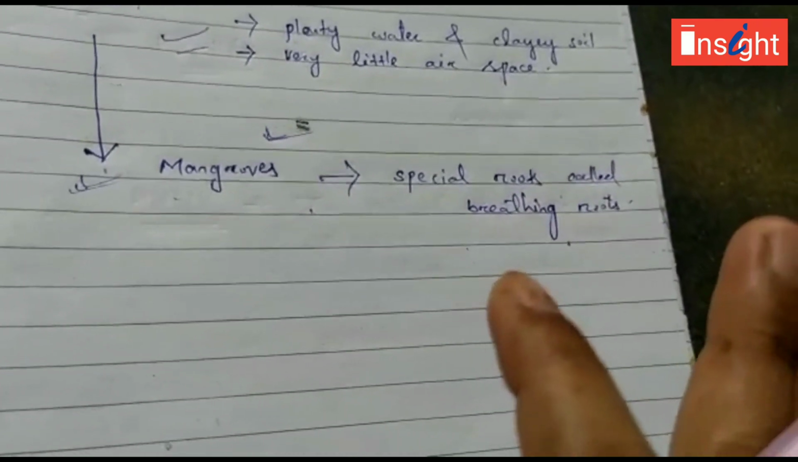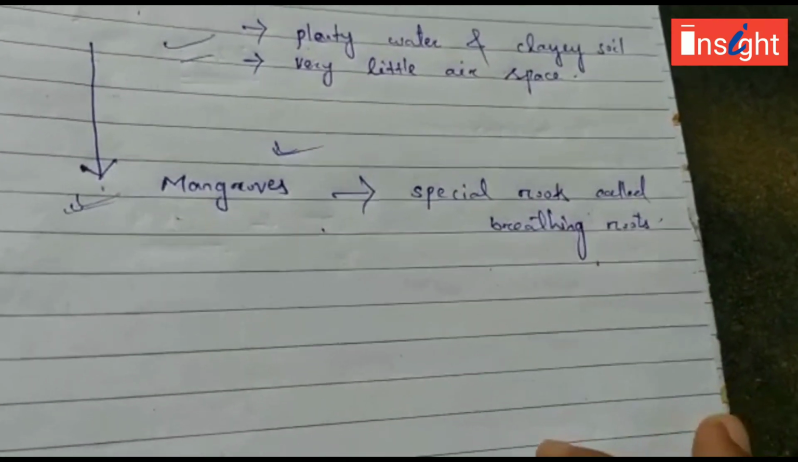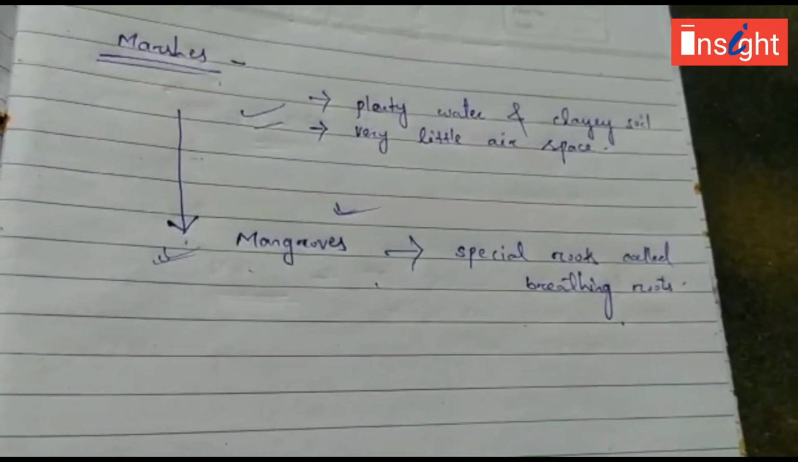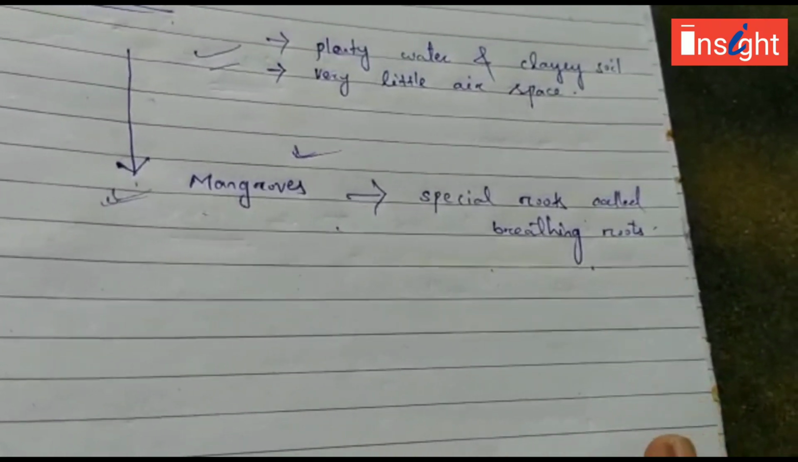So this is all about marshy areas. You can see the diagram here, the figure of the marshy areas, and you can see how mangroves have grown here. And please read the book so that you will be more clear about it.